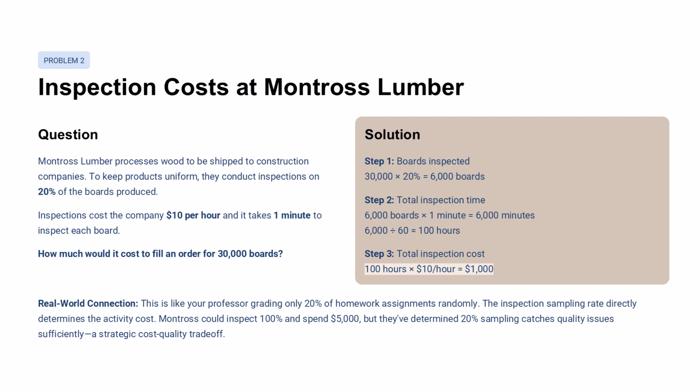They don't inspect quality in. They build it in through process design. But when inspection is necessary, ABC ensures you know exactly what that quality assurance activity costs. For Montross, every construction company they serve has different quality expectations. ABC lets them price accordingly rather than treating all customers the same when they clearly aren't.